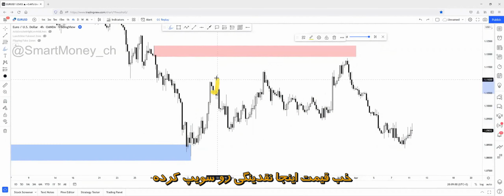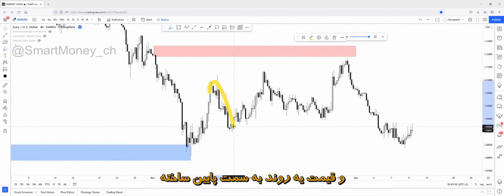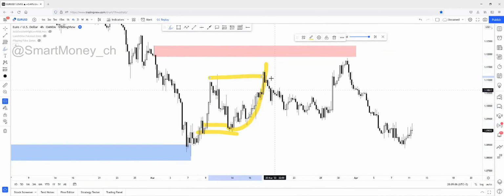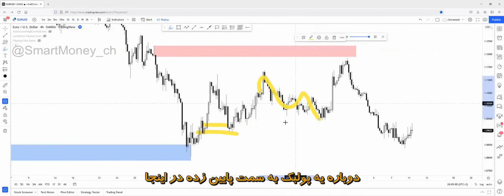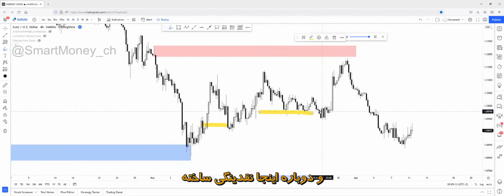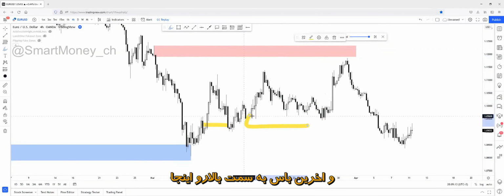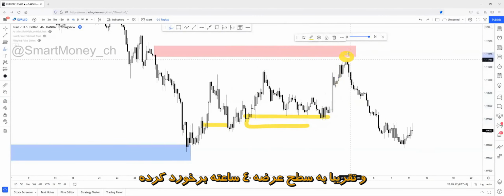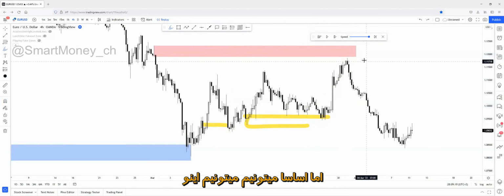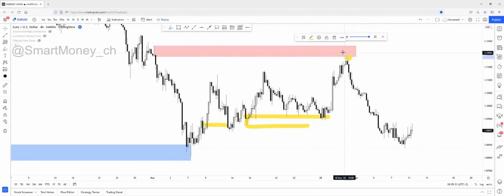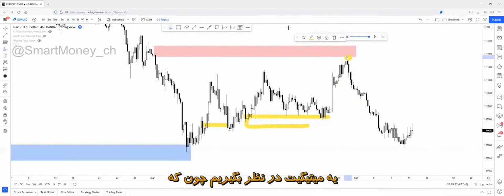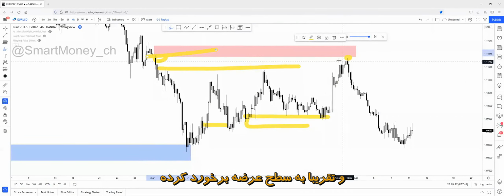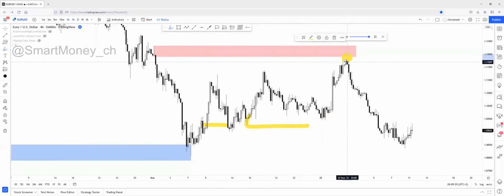So price has swept the liquidity right here, created a downside movement, tapped into another demand zone right here, created another break of structure to the upside, created a pullback again to the downside here, created liquidity here again, swept the liquidity, tapped into a demand zone right here, created a last break of structure to the upside here, and almost tapped into this 4-hour supply zone. But we can count this as a mitigation because it has swept all of the liquidity. It has almost filled every single inefficiency of this region.